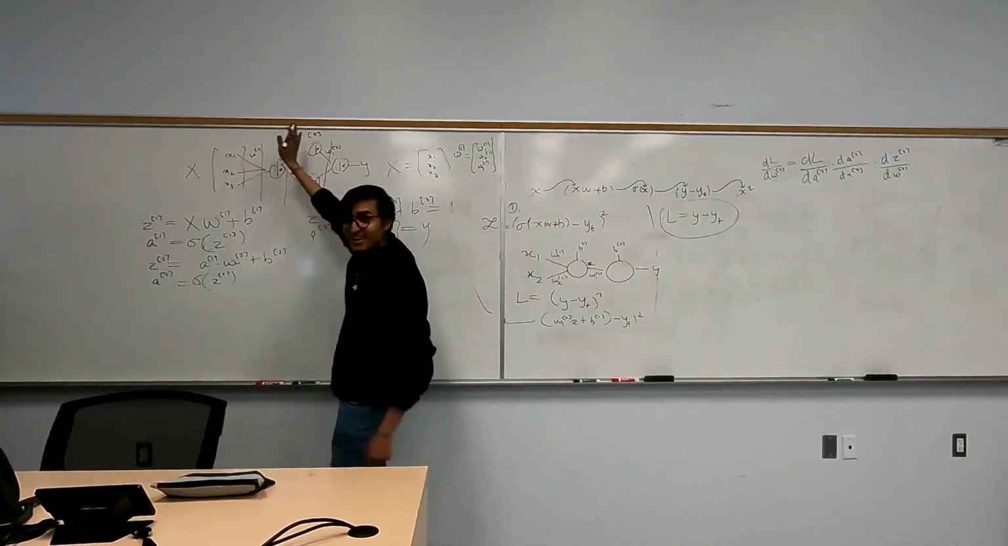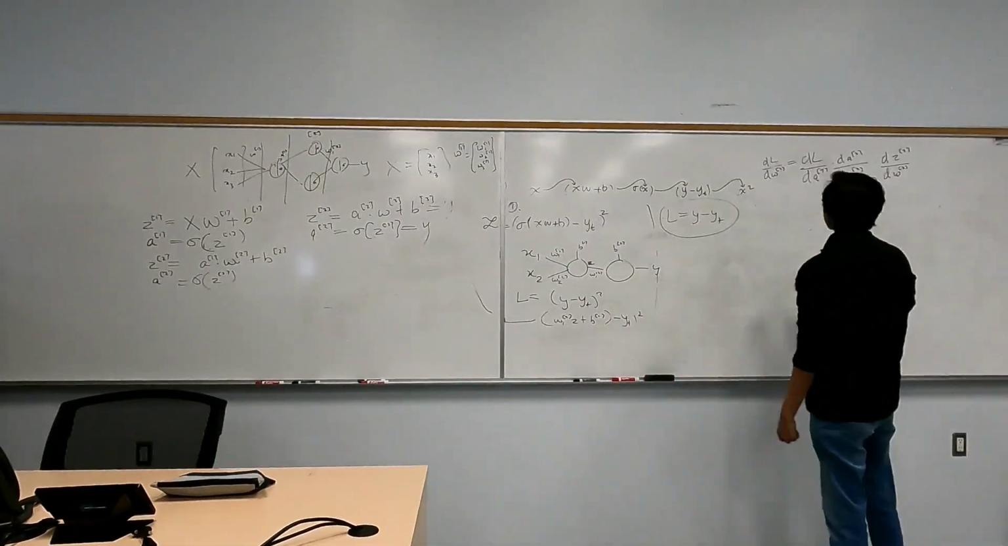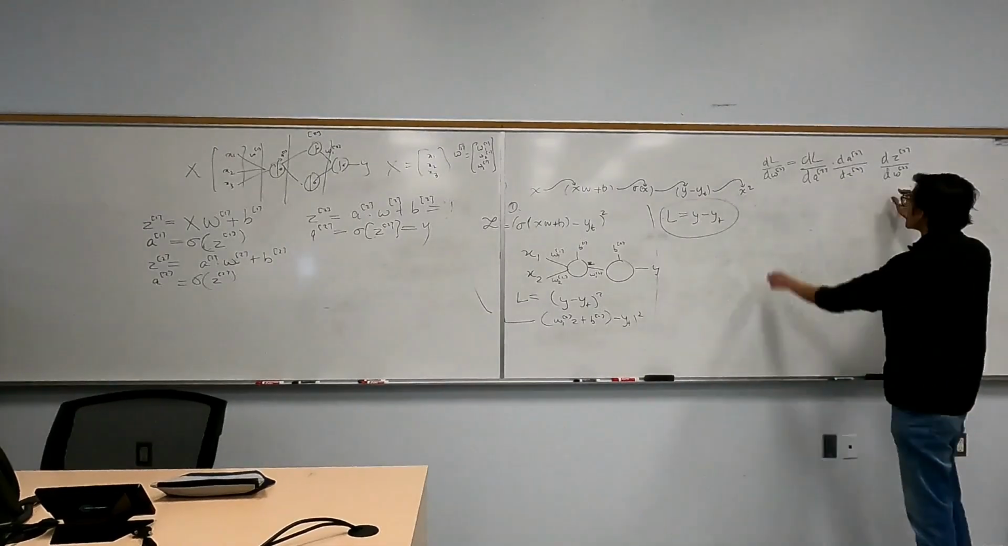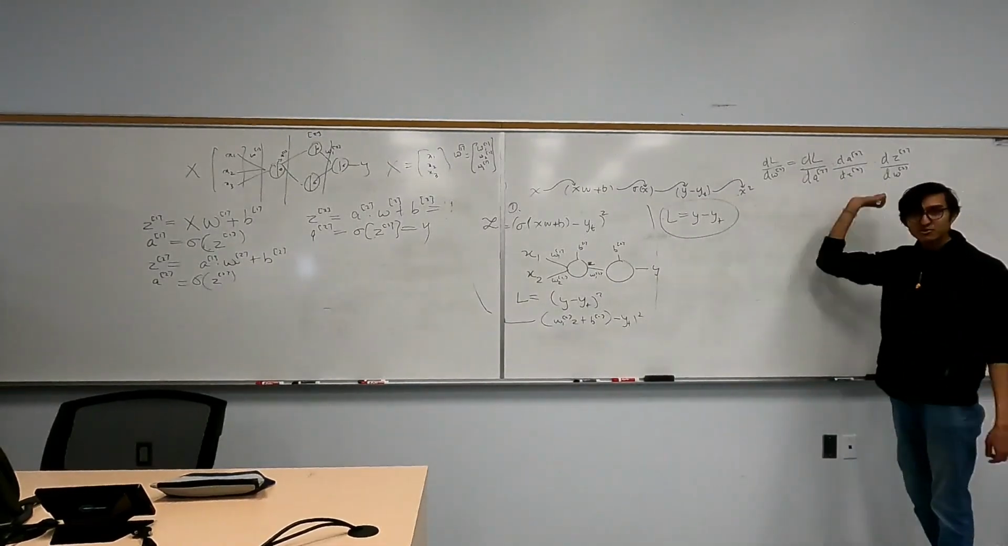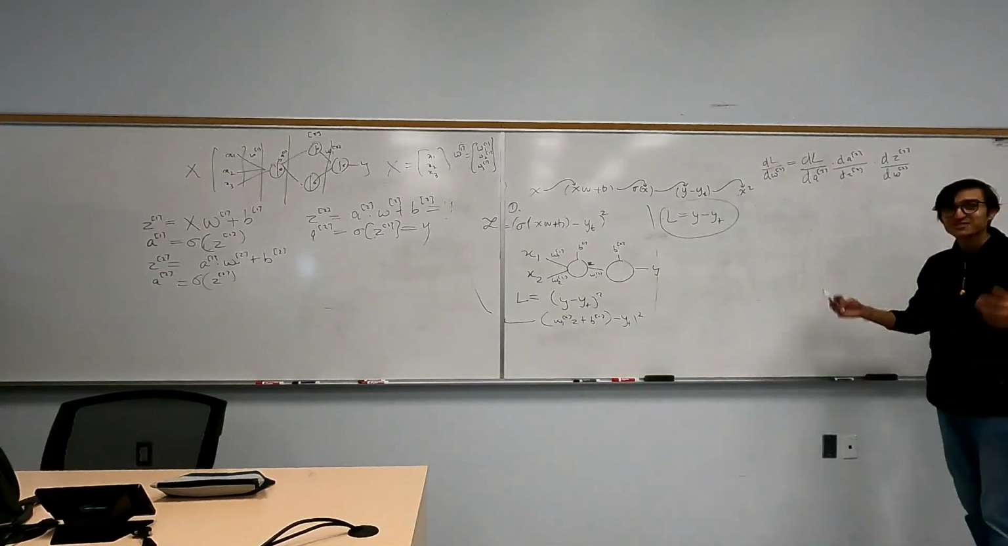Let's move one layer backwards. What about bias? It's the same thing. You just replace W with B, because they're both dependent on the same thing. Let's just do weights for now. You can mess around.